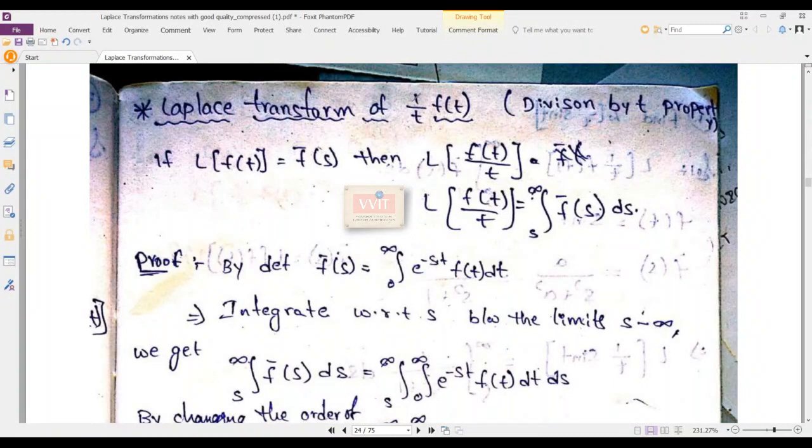So Laplace transformation with 1 by t. Simple logic, friends. With the multiplication, I have differentiated. With division, I need the reciprocal or opposite. The opposite of differentiation is integral. So that would be the logic. Now L of f of t equal to f of s, then L of f of t by t equals the integral from s to infinity of f of s ds. So you have to find f of s, later integrate from s to infinity.